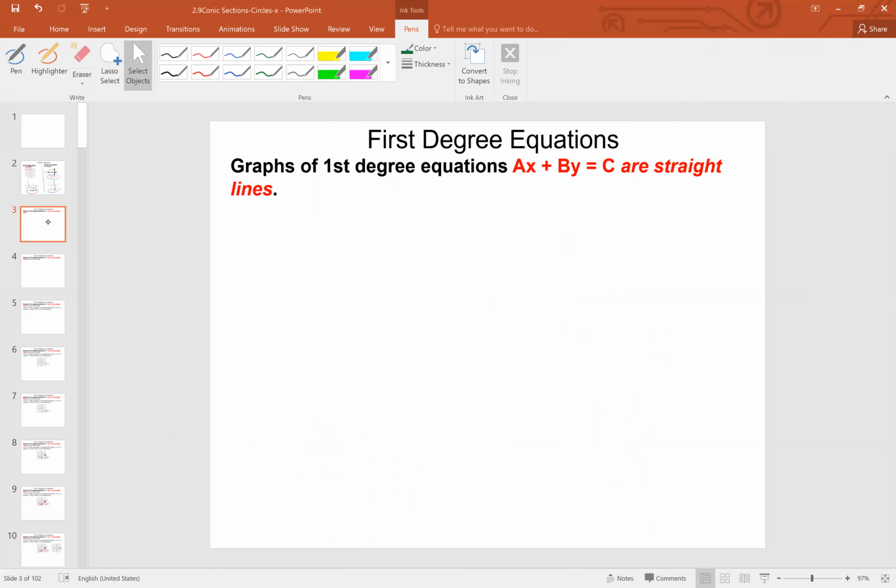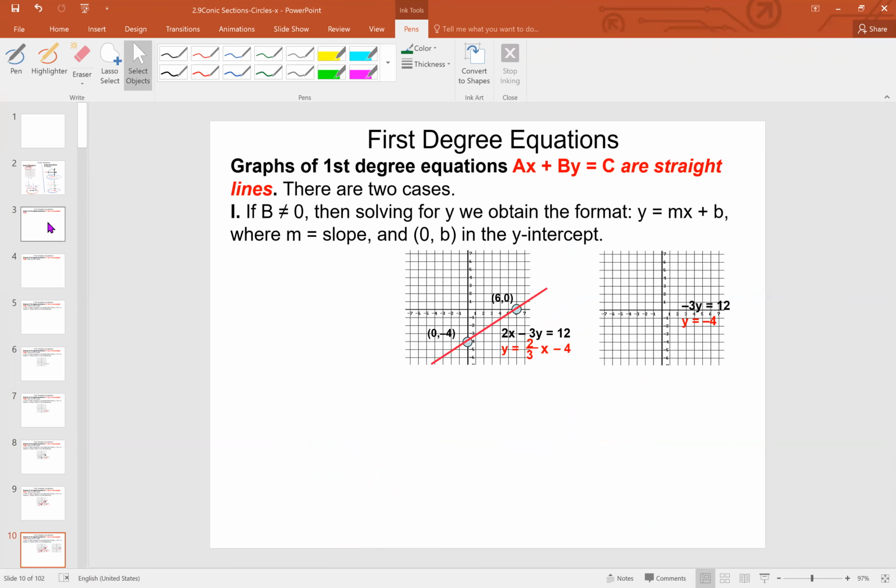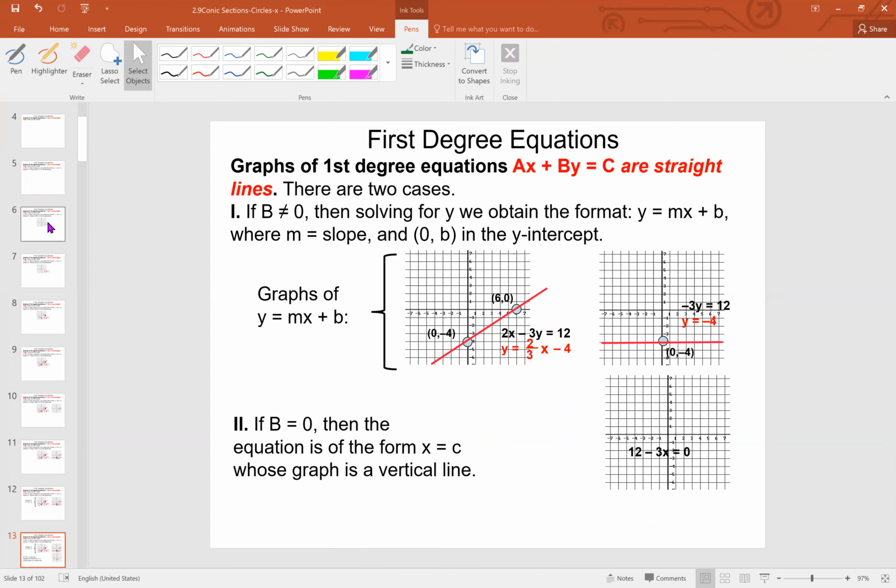So let's talk about first degree equations, which have been run through many times. These are straight lines, and they come in two types. One type is that they are functions, the other type is they're not functions. If y is there, then we can solve this as a function, and we get these two types: positive slope, slope 0. Okay, and then if y disappears, we can't put it into a function, and we get vertical lines.